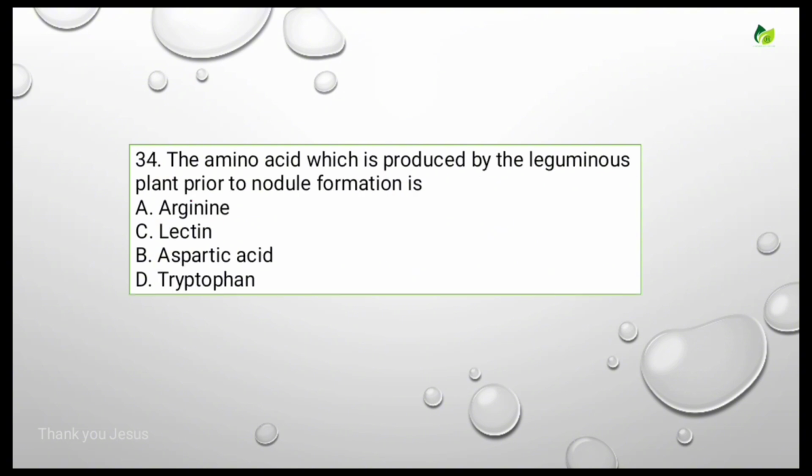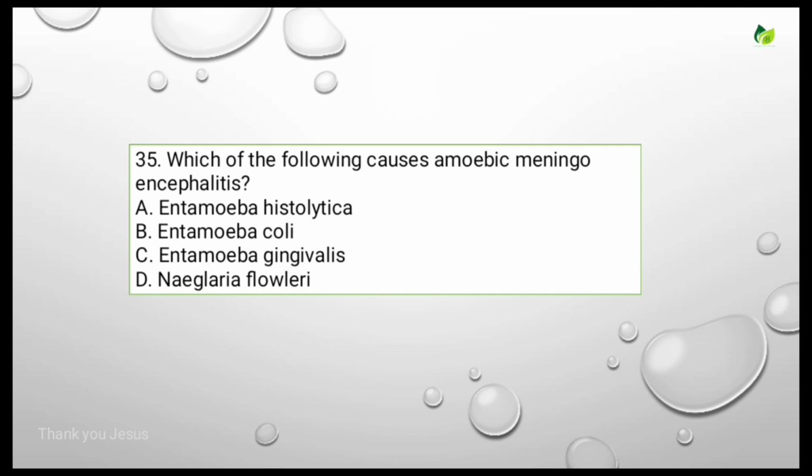Next question. The amino acid which is produced by the leguminous plant prior to nodule formation is. Options are arginine, lectin, aspartic acid, tryptophan. For this, the correct answer is lectin. So let's see the next question. Which of the following causes amoebic meningoencephalitis? Options are Entamoeba histolytica, Entamoeba coli, Entamoeba gingivalis, Naegleria fowleri. For this, the correct answer is Naegleria fowleri.